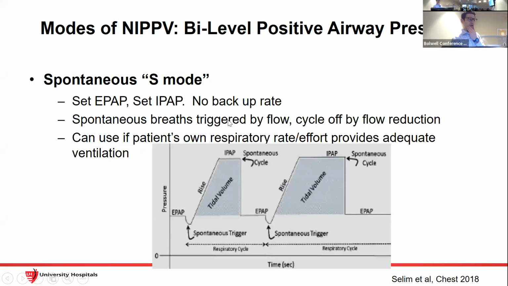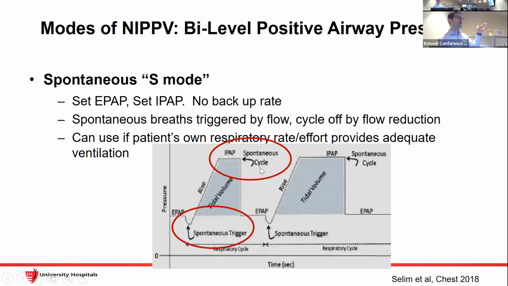And so for our last minutes, I'll go through the anatomy of the waveforms. For a spontaneous mode, this is bi-level. You set an EPAP and an IPAP. There's no backup rate. Every breath is triggered by the patient's own breathing. They breathe in, and when the device senses inspiratory flow, which creates a little bit of negative pressure that you see here, it will rise from EPAP to IPAP, and then it will cycle off based on a parameter that you set.